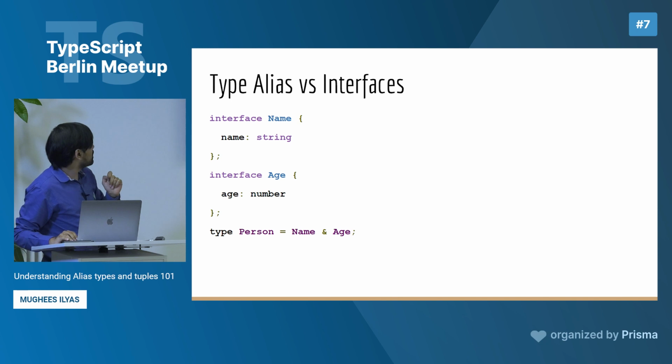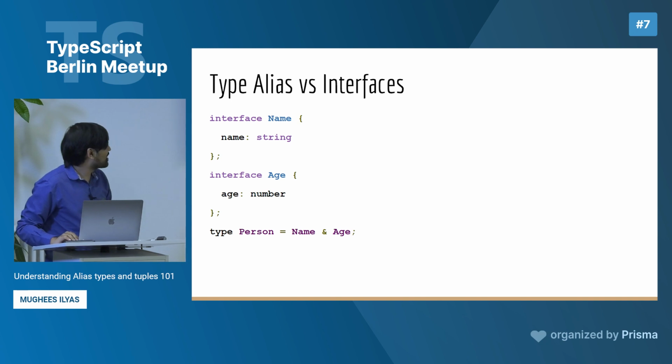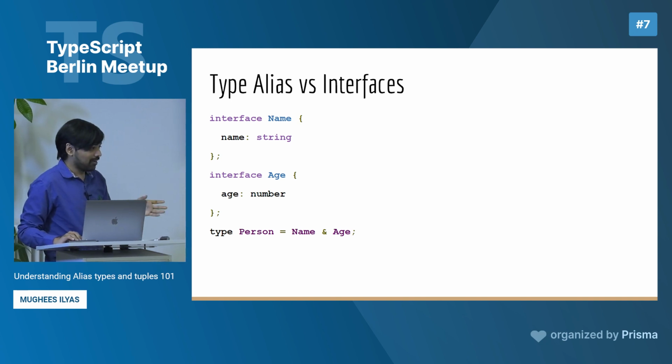Same with the interfaces. If you want to combine two interfaces, you can create a type out of it. So they are more or less interchangeable at this point. Now, we are going to go through things that you cannot do with interfaces, but you can do with types.